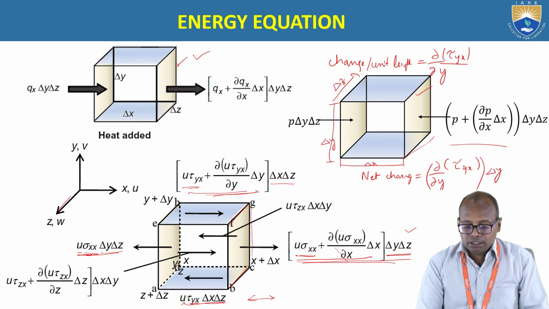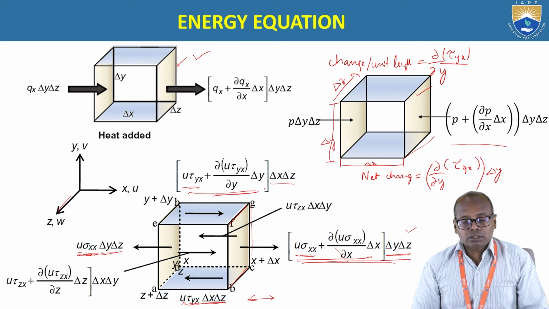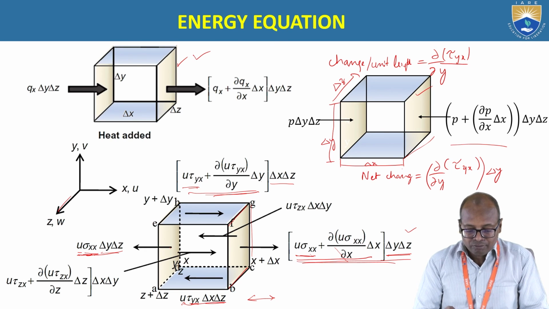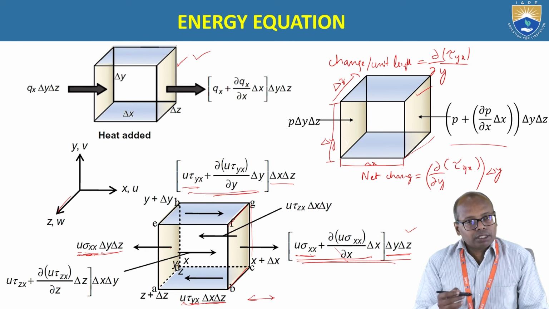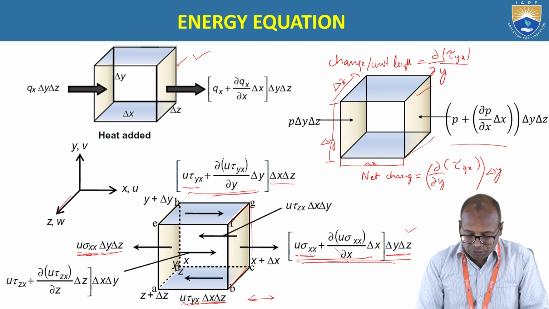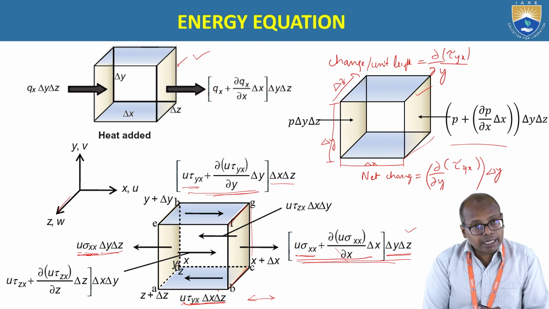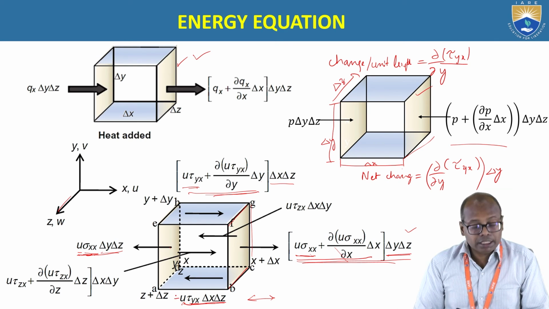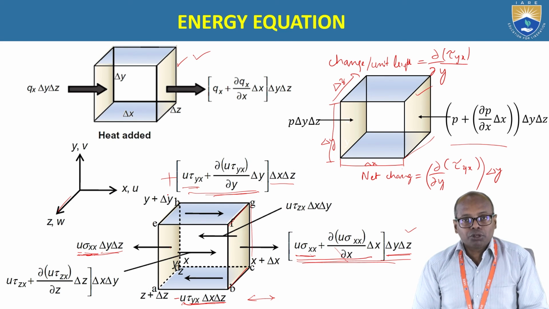Now this is the work done by the shear force on the top surface. Now what is the sign, whether it is positive or negative? Now this is acting in negative x direction, so it is a negative value. This is acting in the positive direction, so it is a positive value.